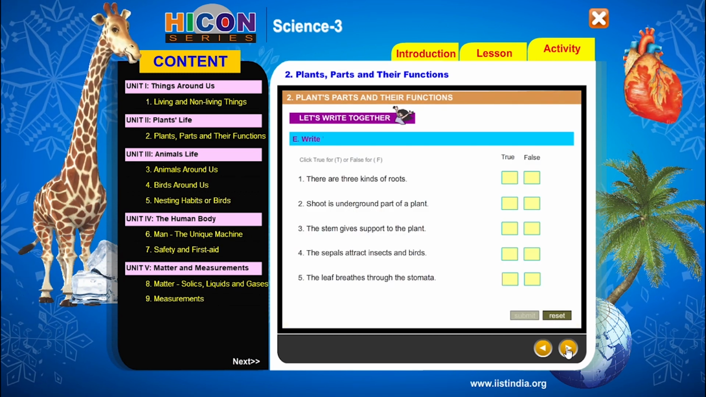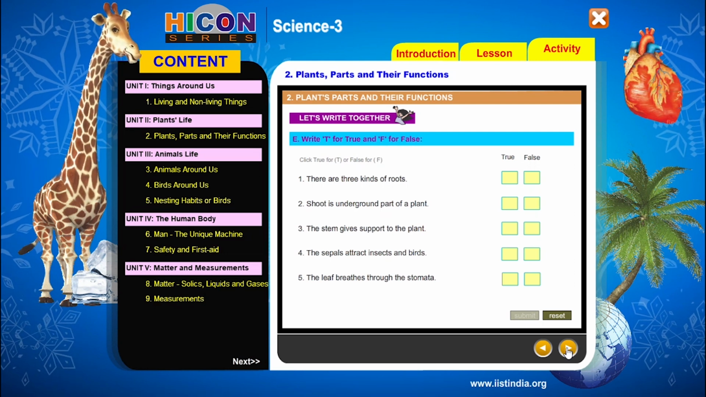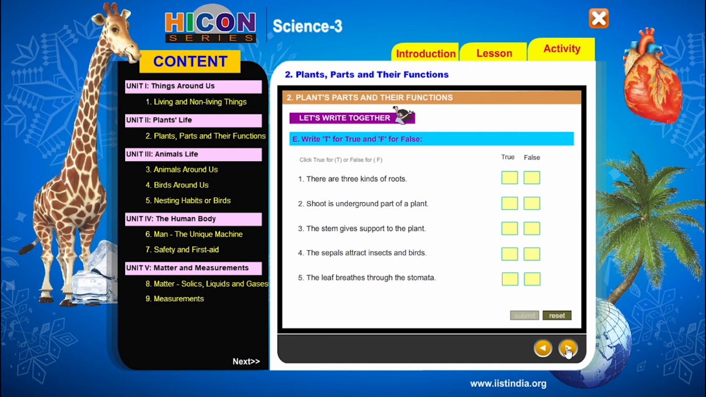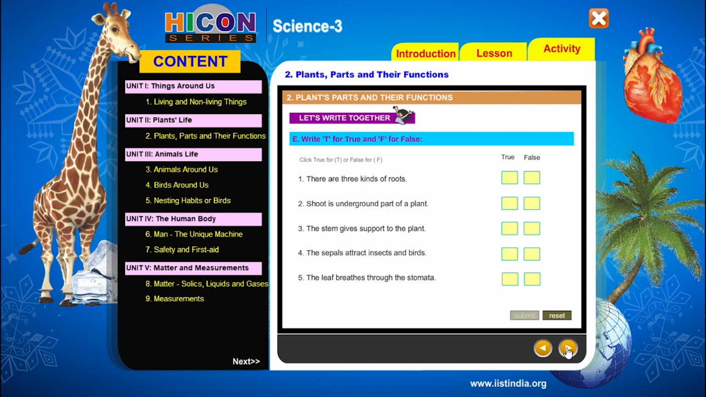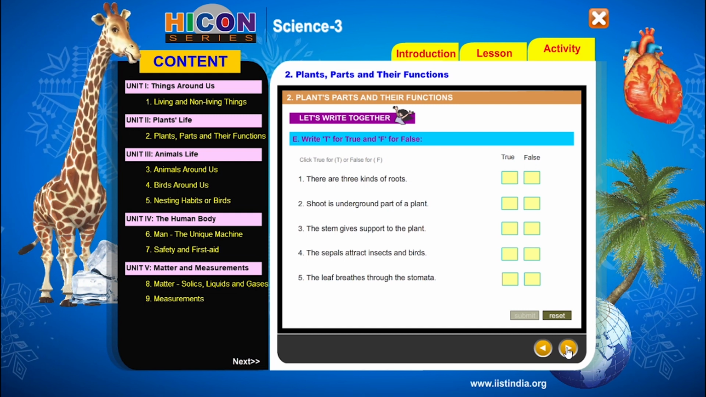Write true and false for the following sentences. Children, there are 5 sentences given. Read every sentence. If the sentence is true, write T in the box. And if the sentence is wrong, that is false, write F in the box.